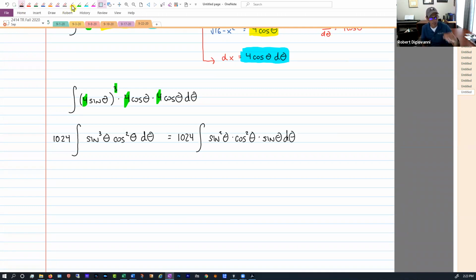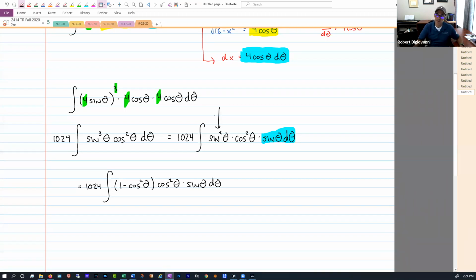So I went ahead and peeled off one factor of sine. This part right here, sine theta d theta, I'm thinking ahead. I'm about to do a basic u substitution. And I'm thinking, okay, u is going to have to be cosine then, because sine is the derivative of cosine. We're off by a negative, but who cares? So that means everything else has to be rewritten in terms of cosine. 1024 integral 1 minus cosine squared theta times cosine squared theta times sine theta d theta. All I did there is replace sine squared with 1 minus cosine squared.